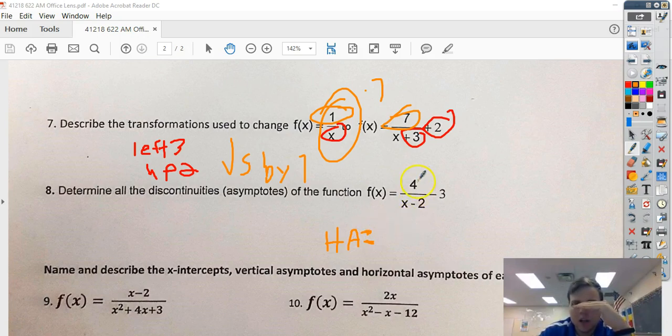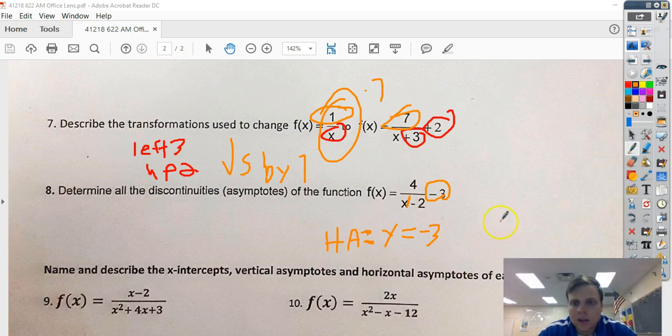Okay? But we look at the degrees. Well, there is no degree on top. There's a degree of 1 in the denominator, so that means we're bottom heavy, right? So right now you want to say it's y equals 0, because when you're bottom heavy, it's y equals 0. Except this minus 3 does some stuff. This minus 3 is going to take us from y equals 0 down 3. So it's going to move us to y equals -3.